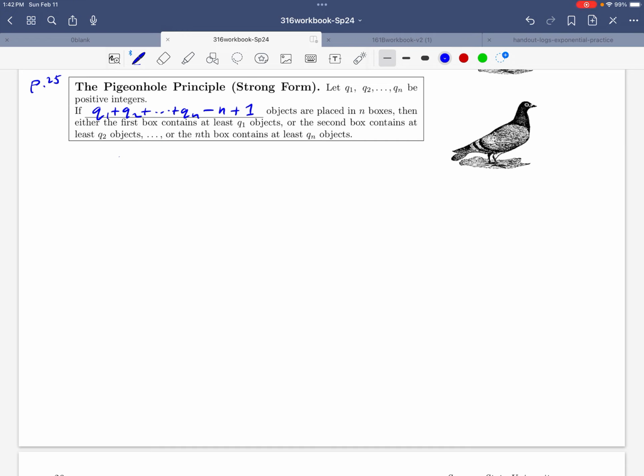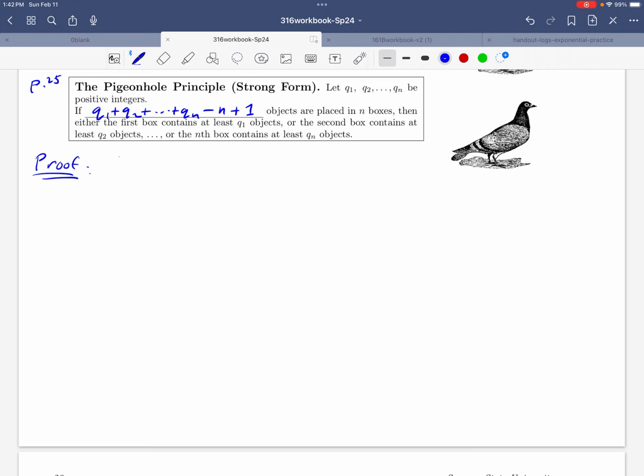Then either the first box contains at least q1 objects, or the second box contains at least q2 objects, or, and so on all the way up to the nth box contains at least qn objects. Basically what we're saying is if we start with this total number of objects placed into n boxes, then at least one of the statements on that chain of ORs has to be true at the end. Okay, so let's see if we can convince ourselves that this is a true statement.